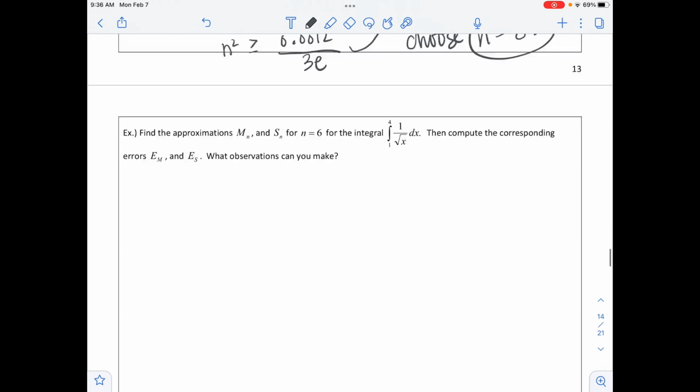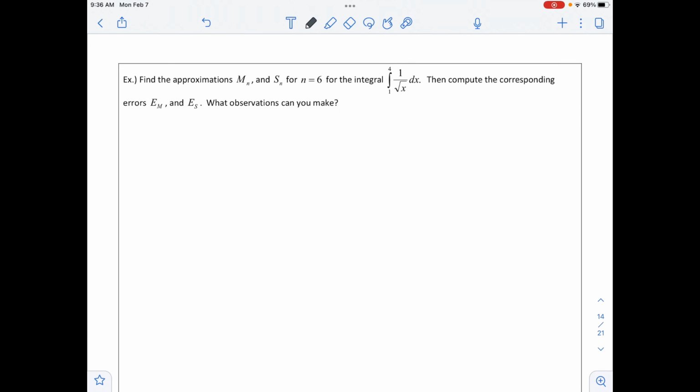So on the next page we have another example. This one says find the approximations M sub n and S sub n for n equals 6 for the integral from 1 to 4 of 1 over the square root of x dx. Then compute the corresponding errors E sub M and E sub S. What observations can you make? So really quick, M is using midpoint and S is using Simpson's. So first thing is our function is definitely decreasing here. We are going between 1 and 4.